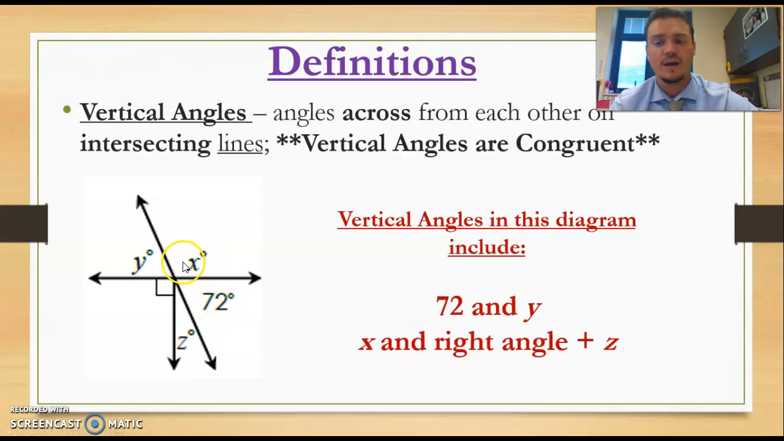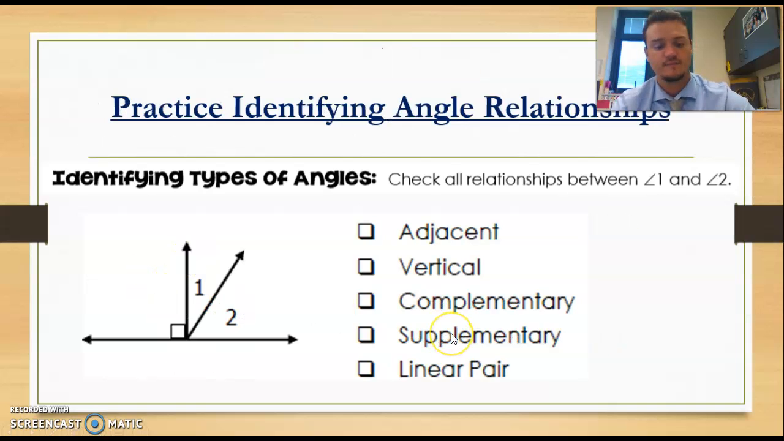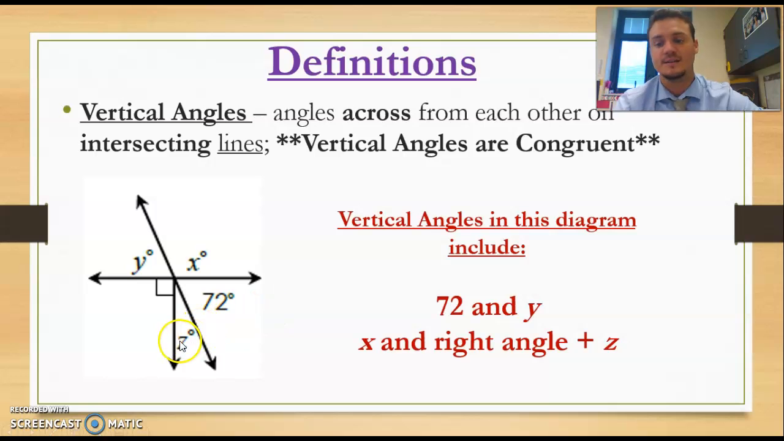So if X is 108, we know that these two angles right here, this 90-degree angle and Z, have to add up to 108 as well, because this angle right here is a vertical angle with X. So we know that X is 108, and this is 90. 108 minus 90 would tell you what Z is: 18 degrees.